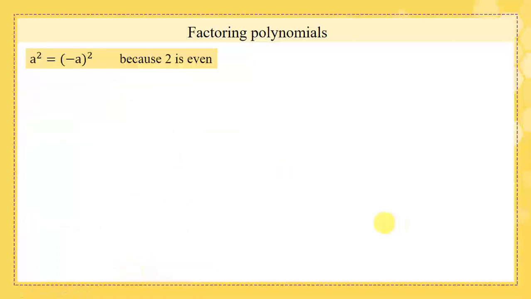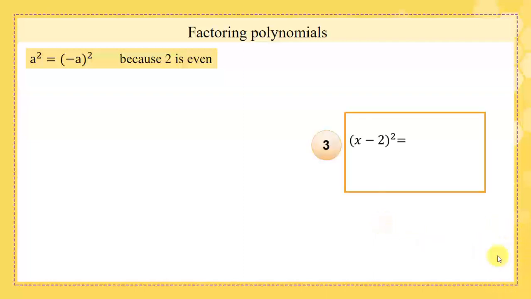A squared equals negative a squared because 2 is even. We know from the lesson on powers that if two numbers are opposite, then their squares are equal. Please look at part 3. (x minus 2) squared equals (2 minus x) squared. Since they are opposite numbers, the squares are equal, so it equals (negative x plus 2) squared.